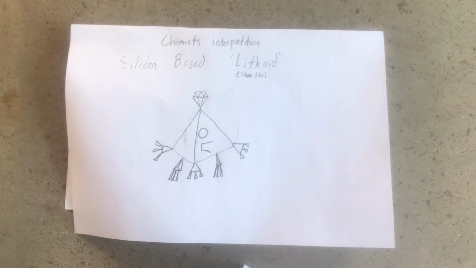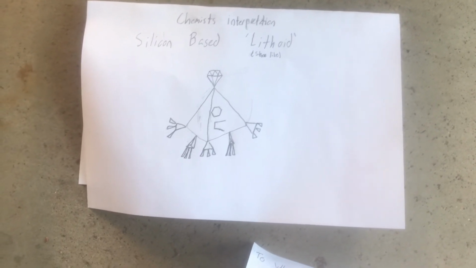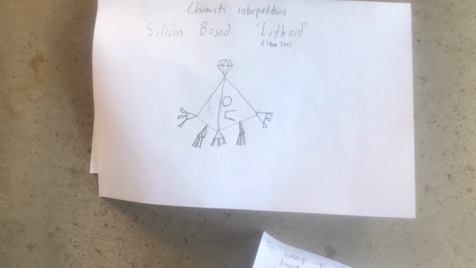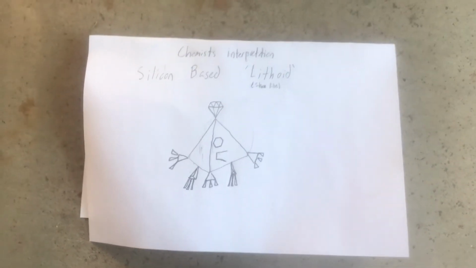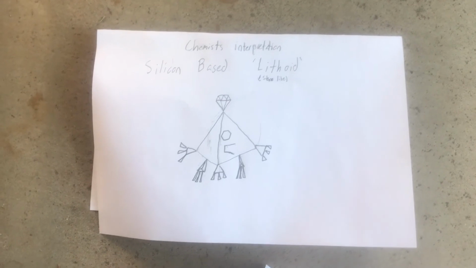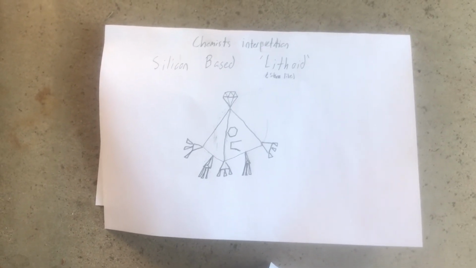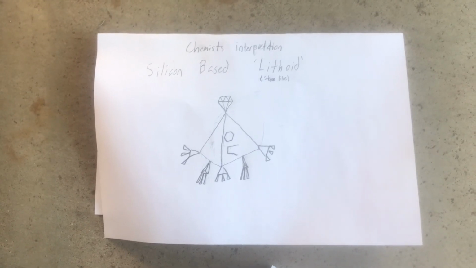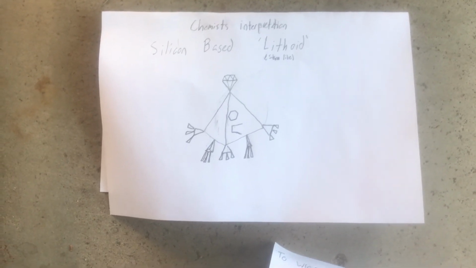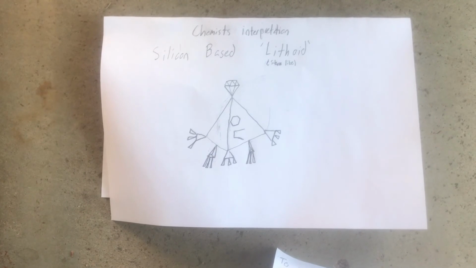To wrap things up, I will show you the possibility of a silicon-based life form, in contrast to carbon. I call it a lithoid. It has 3 arms on each of its lower vertices, a diamond-shaped crystal on its upper vertex, and 2 little leg mineral things.